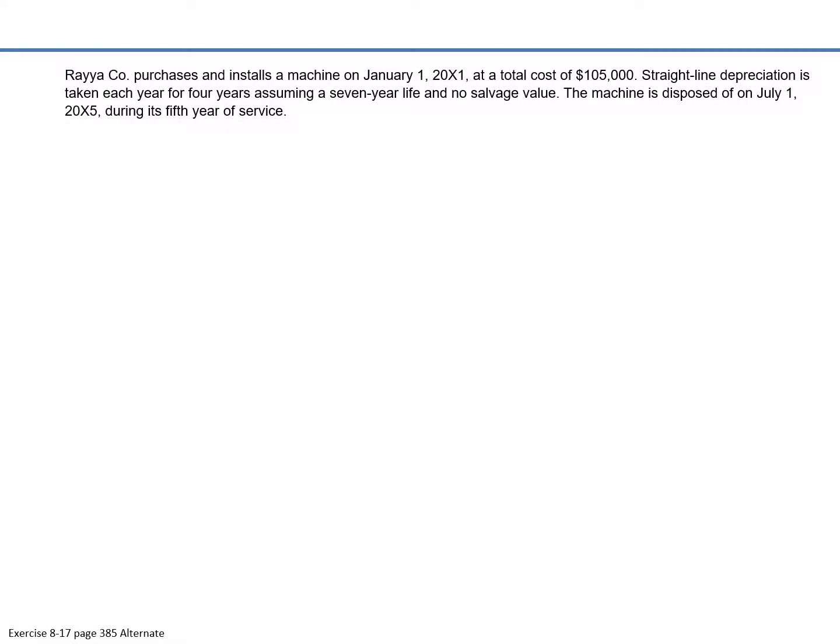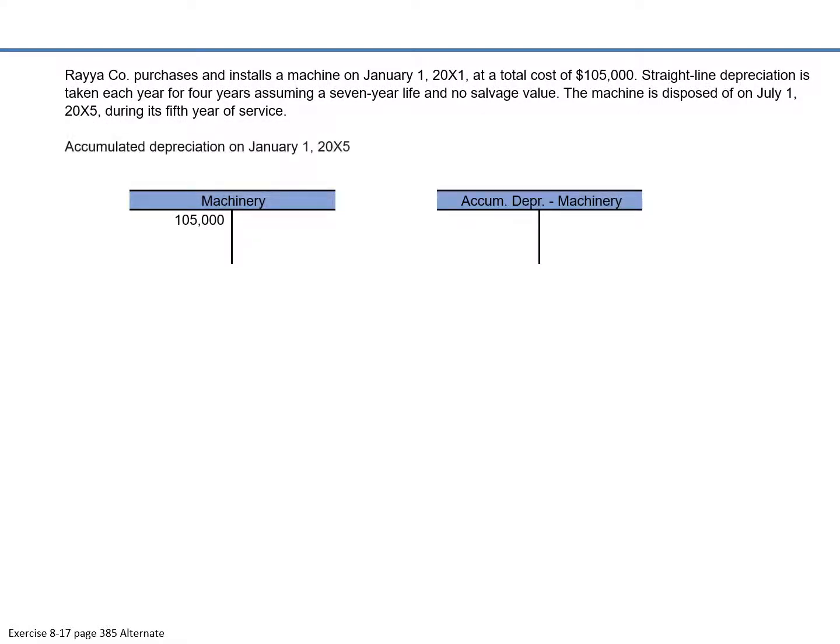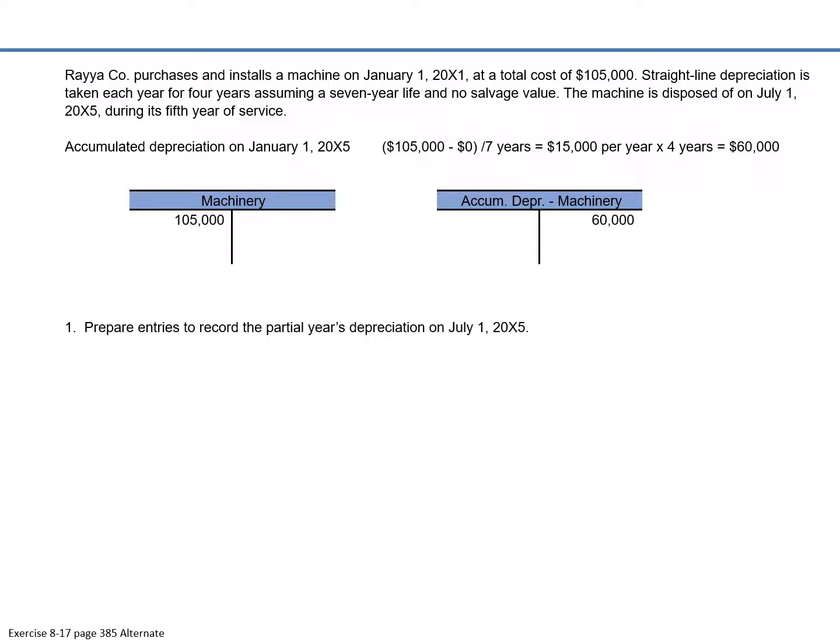All right, same problem. Why don't you take a few minutes, record the journal entry for the partial year depreciation. Then when you're finished, resume the recording and we will go through it.